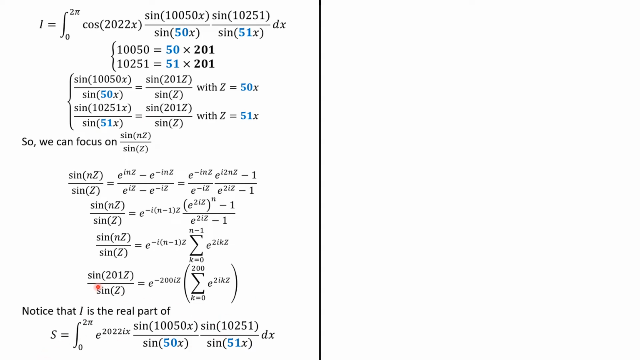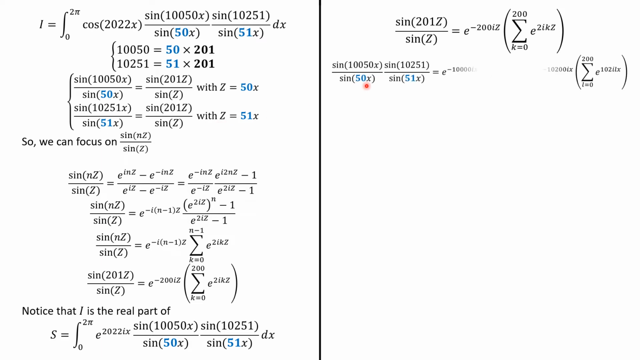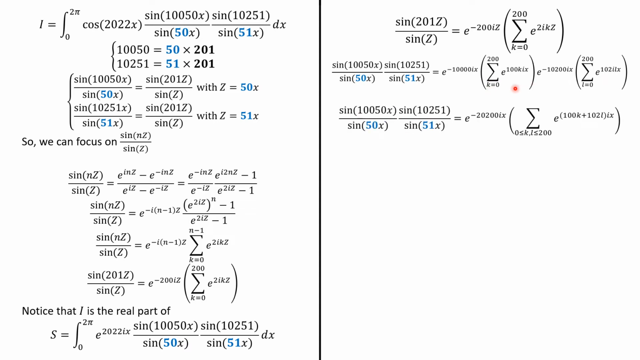Now, let's recall what we have here. We can rewrite this, both for z equal to 50x and z equal to 51x, to have this multiplication. We rearrange a little bit. We know that those exponents will sum to have this, and we pick up one term here and another one here. So we have all these terms for a couple k, l between 0 and 200.